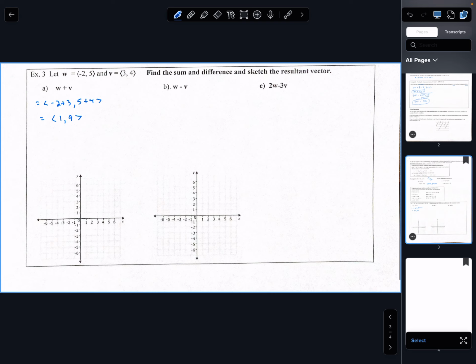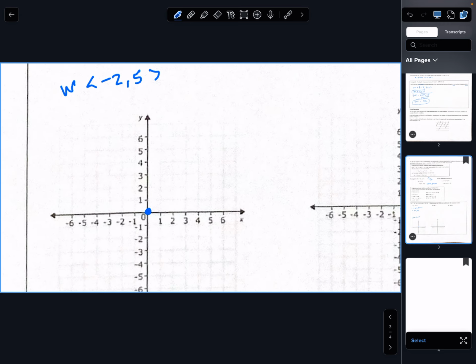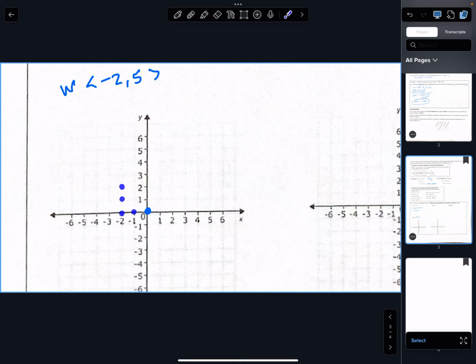So for vector W, and I'm going to zoom in a little bit because it's so small, I'm going to think of going to the left 2 and up 1, 2, 3, 4, 5. That's that horizontal of negative 2 and vertical of 5. And so I'm going to end right here. And so it goes in this direction. And that is vector W.